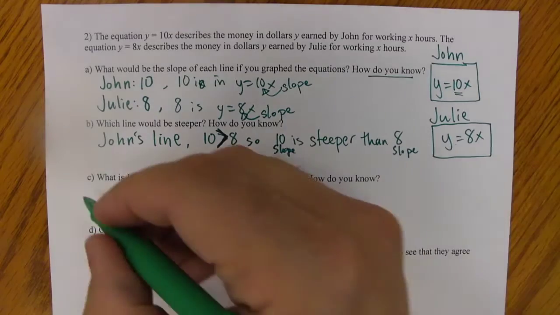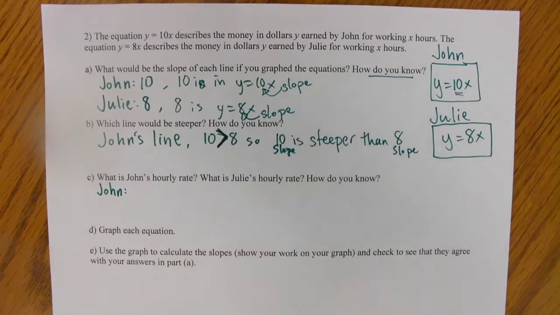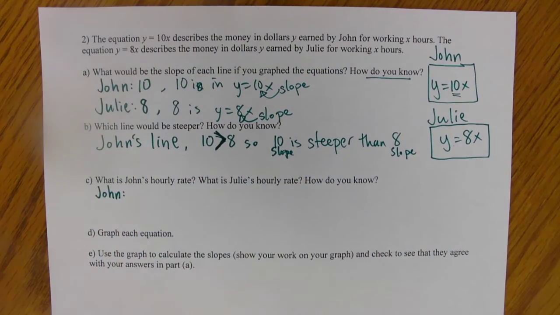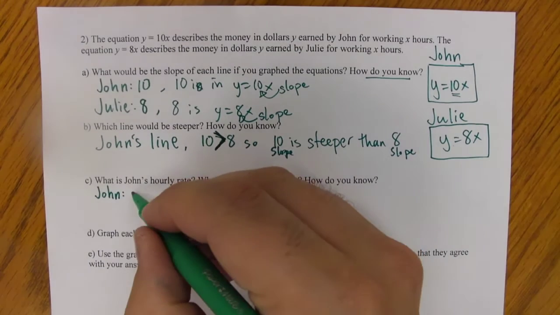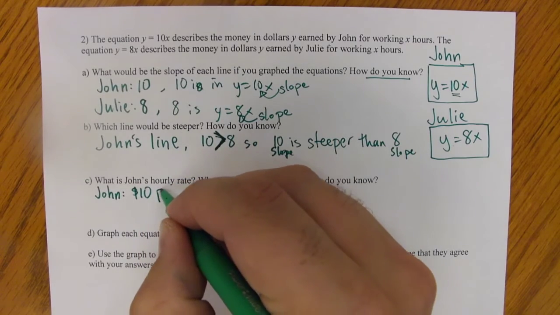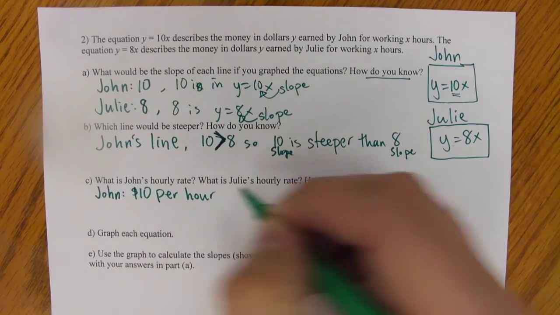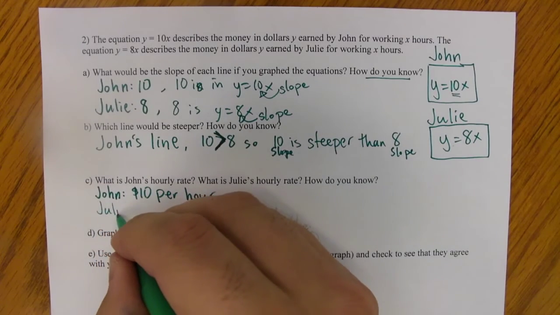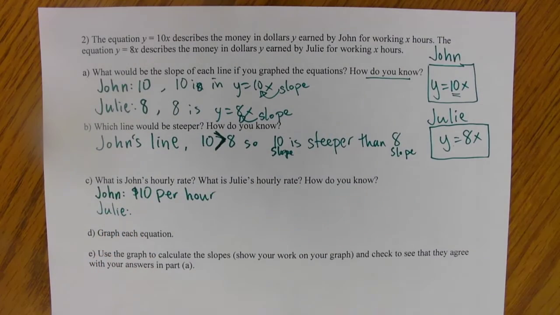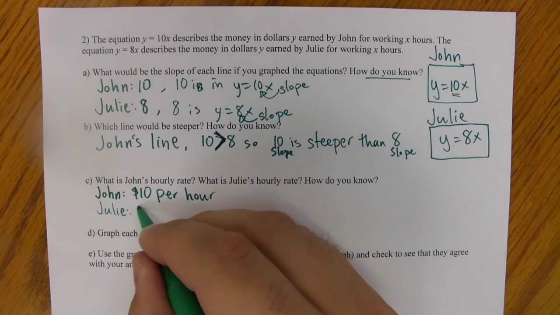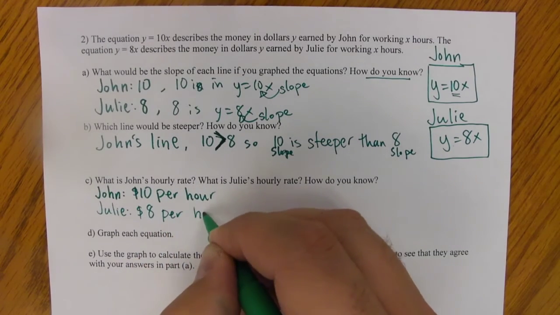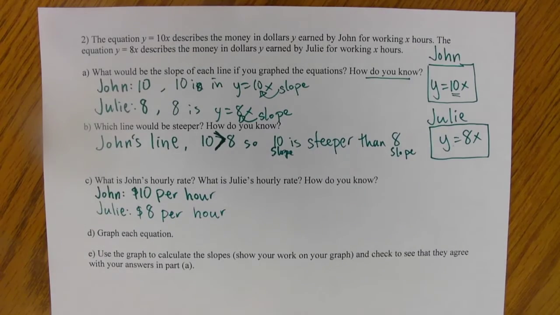Let's start with John's hourly rate. What is John making in dollars per hour? $10 per hour. Okay. And Julie, what's Julie making in dollars per hour? $8 per hour. We've got $10 per hour and $8 per hour. And how do we know that these are the answers? How do we know that John's making $10 per hour and Julie's making $8 per hour?